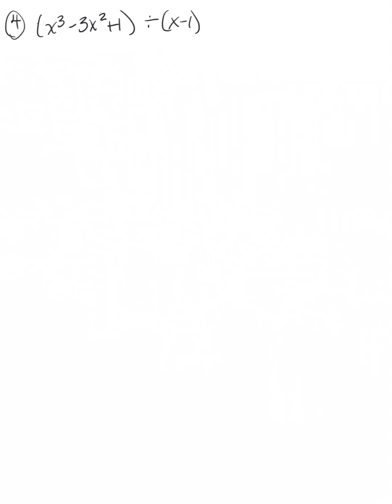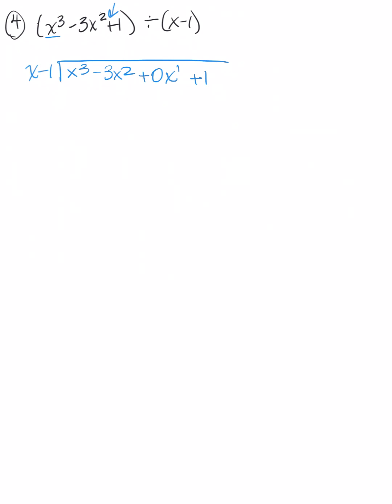All right, on number 4, we have x cubed minus 3x squared plus 1 divided by x minus 1. So I'm going to put x minus 1 on the outside. Now, look at this. It goes x cubed minus x squared, but notice that there is no x term in here. When there's a missing exponent, you have to put in a placeholder. So 0x needs to be there because it's x to the 1st, and then you have plus 1.